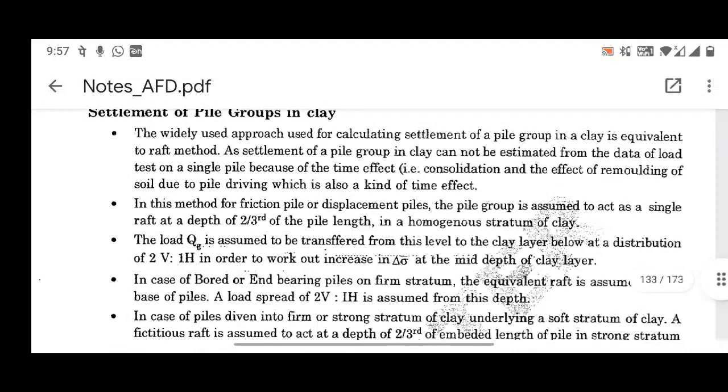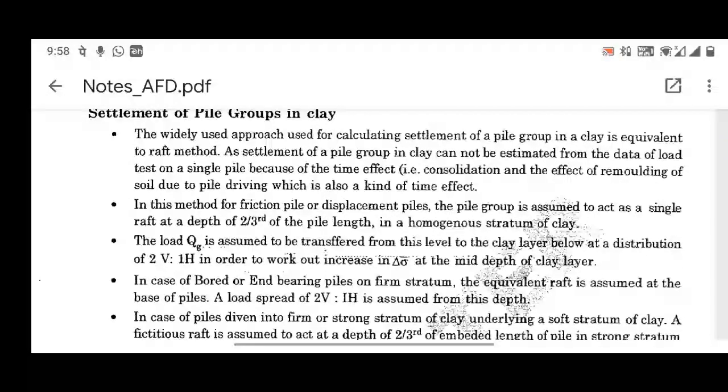Now, in this method, for friction piles or displacement piles, the pile group is assumed to act as a single raft at a depth of two-thirds of the pile length in a homogeneous stratum of clay. That is what I was telling you: for the friction pile or displacement pile, you have to consider two-thirds of the pile length from the top. From there, the load dispersion will be two vertical to one horizontal, and you have to find the settlement of the pile group in that case.